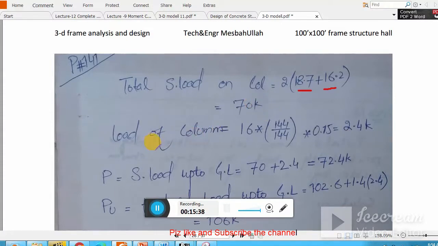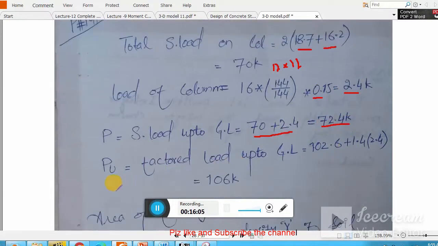Now the load of the column: a 16 feet long column, with a 12 by 12 inches cross section. Remember, 12 inch by 12 inch. So divide it by 144 to convert it into square feet, and multiply by the density. This is the weight of the column, and the total service load is 70 plus 2.4, so the total service load is 72.4 kips. And now my factored load Pu is 102.6 plus the column weight, so you have to multiply the column weight by the 1.4 factor or 1.2. One can use 1.2 or 1.4.